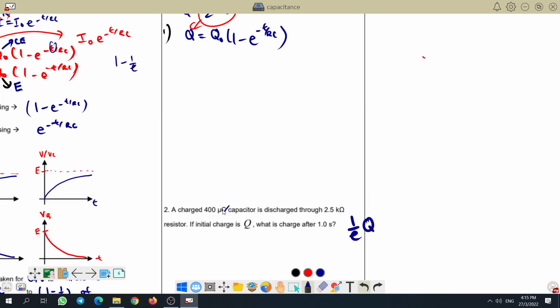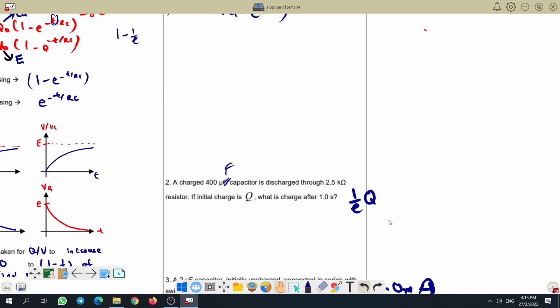Okay, so dia ini farad kan? Farad. Dan dia masalahnya ambil Q sebagai Q naught. Okay, so adjust lah sedikit. Q prime lah sama dengan Q e negatif t per RC.